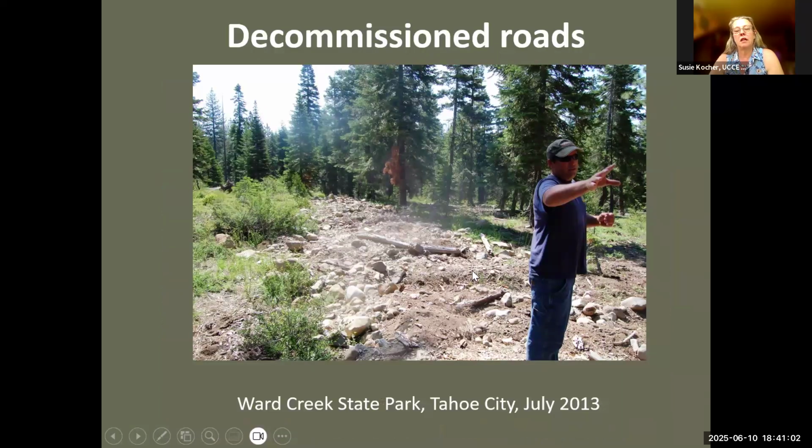Here's a project workshop we did with California State Parks. This is Ward Creek State Park in Tahoe City at that workshop. And this was the road. And they fluffed it all up and left it all in this kind of fluffy condition. That's what they called it. You couldn't drive on it anymore. And they were hoping over time it would revegetate.